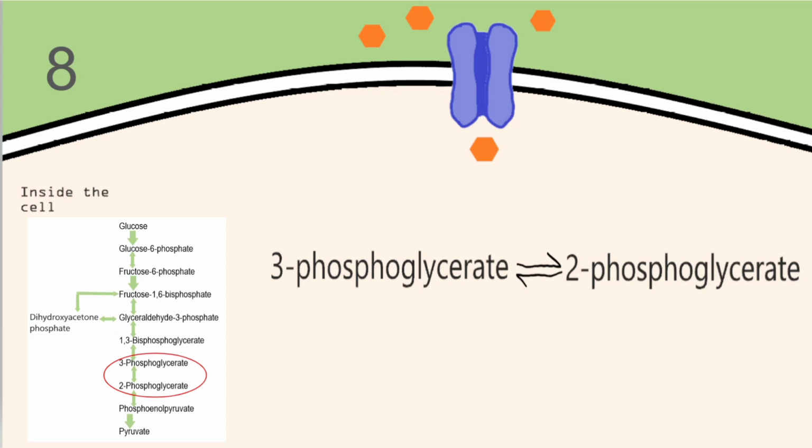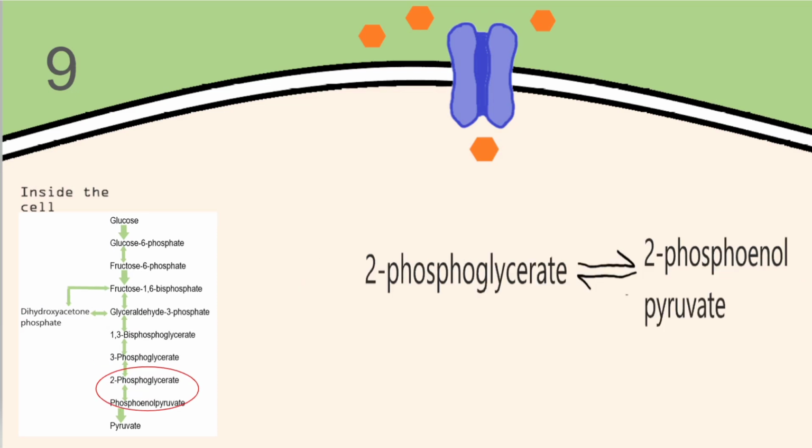Step 8 is just the repositioning of a phosphate group from the 3rd carbon in 3-phosphoglycerate to the 2nd carbon in 2-phosphoglycerate, and this is catalyzed by a mutase enzyme, as we're changing the position of a phosphate group. In this case, it is phosphoglycerate mutase, as we're changing the position of the phosphate group from 3 to 2. This is also a reversible reaction.